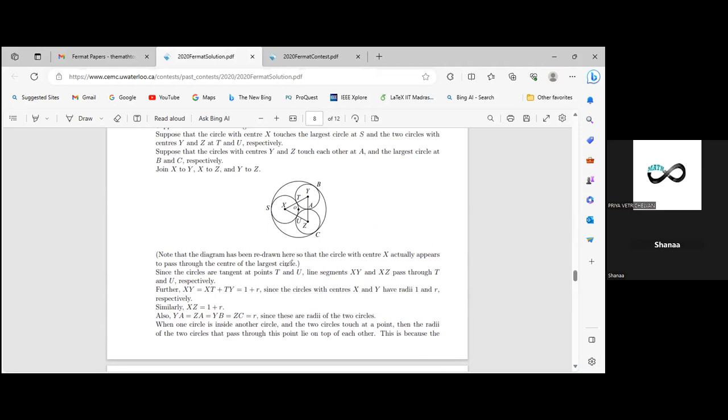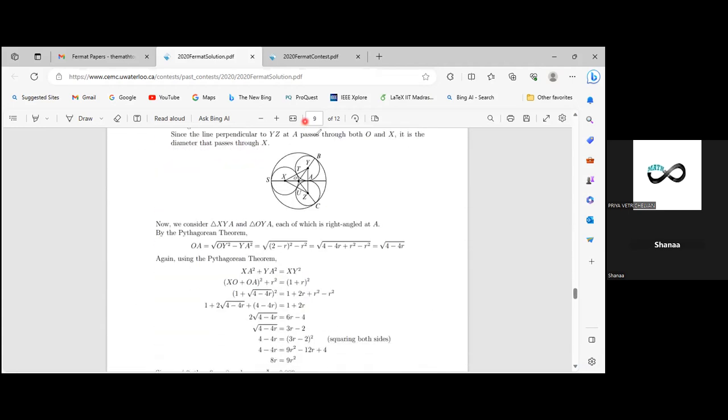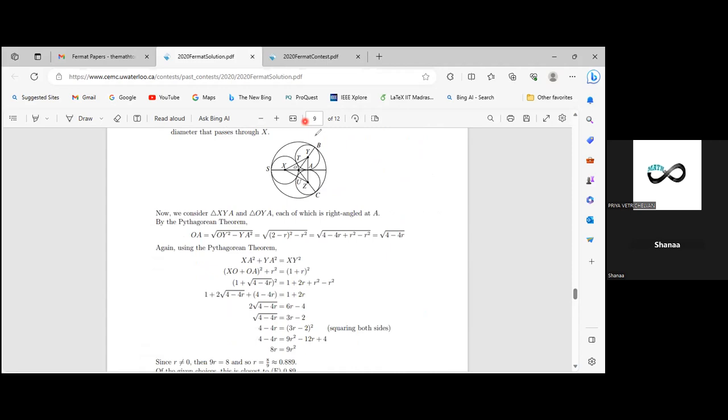The question is to find what R is, right? Yes, the value of R which is closest. So in the triangle, they are saying OYA is a right angle triangle. You can see a right angle triangle over here, so you can apply the Pythagorean theorem over there.